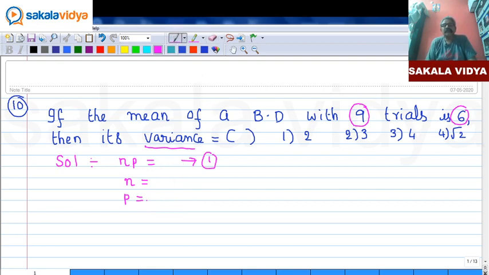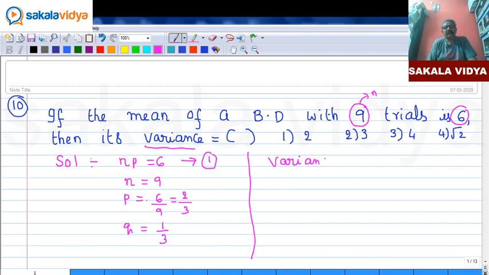With 9 trials means this is n value, this will be the mean, NP is equal to 6, this is 9. P equals to how much? 6 by n, 6 by 9, 3 2 ja, 3 3 ja. Now, Q will be 1 by 3. Now what we need to find out? Variance. Variance equals to formula NPQ. N is 9, P is 2 by 3, Q is 1 by 3. 3 into 3, 9, 9 cancel. So 2. First option is the right option.